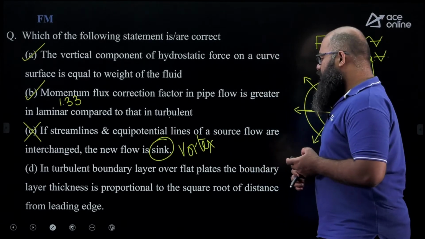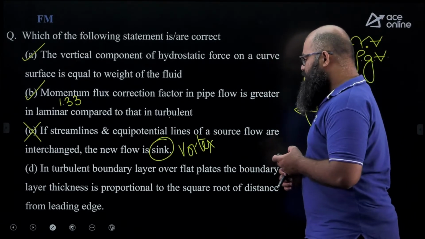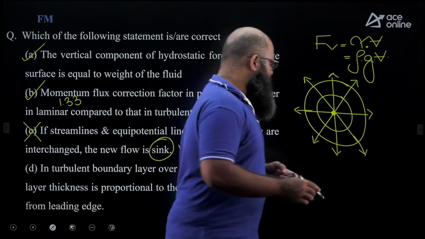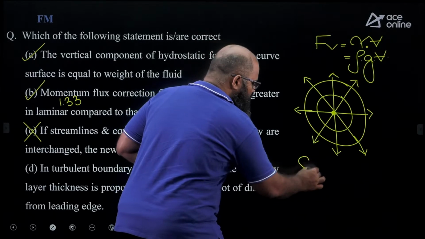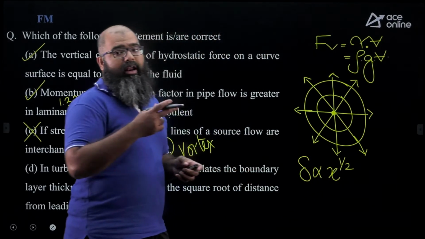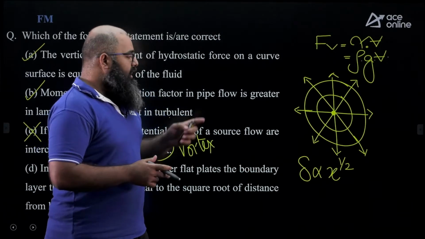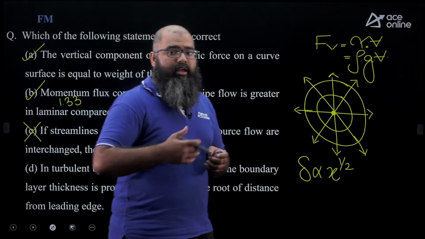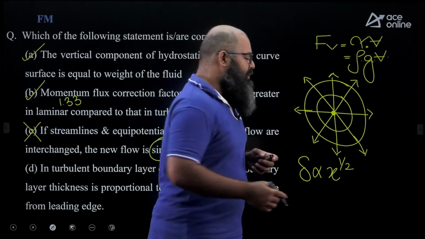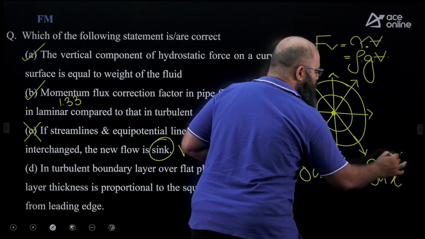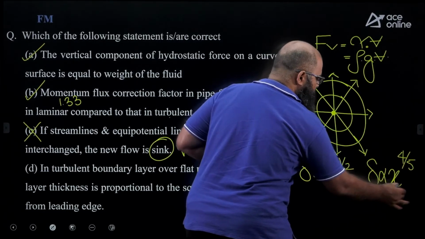Statement D over here: in turbulent boundary layer over a flat plate, the boundary layer thickness is proportional to the square root of distance from the leading edge. That means he is saying delta is proportional to x power half. This is true for laminar boundary layer over a flat plate, but it is not true in the case of turbulent boundary layer over a flat plate. If you recall, turbulent boundary layer grows much faster compared to laminar boundary layer, since the value of delta there is proportional to x power 4 by 5, or 0.8.